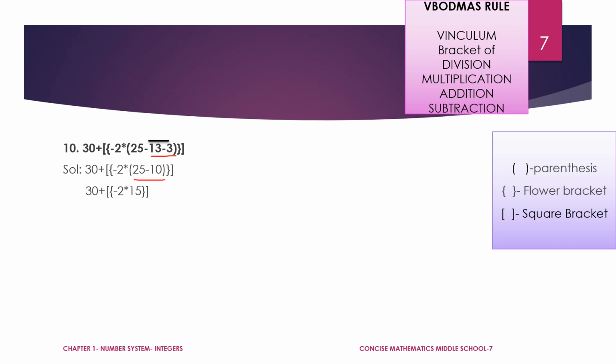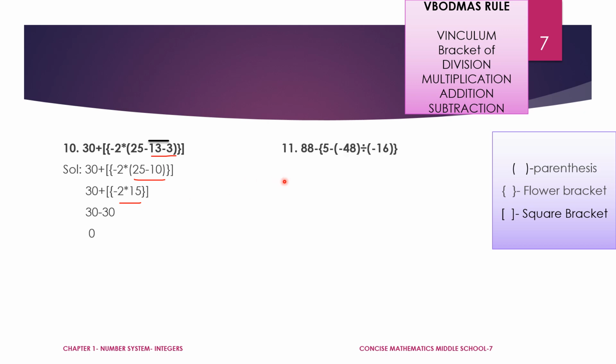And next preference after this parenthesis is flower braces. Inside this flower braces, check for the division. No division. Multiplication, yes. You have multiplication, that is minus 2 into 15. So plus into minus, minus. See, 15 is having plus. Plus into minus, minus. 15 twos are 30. Right? Now 30 minus 30 becomes 0.